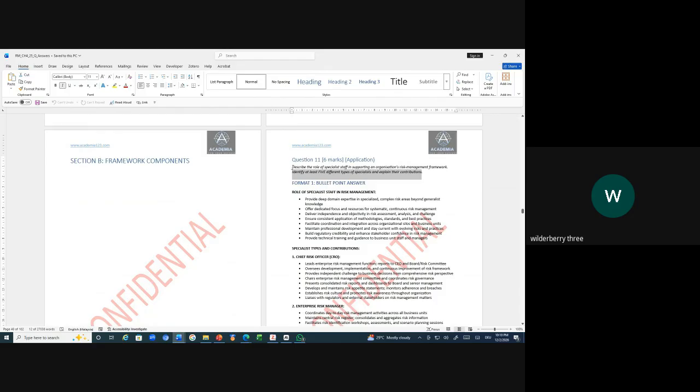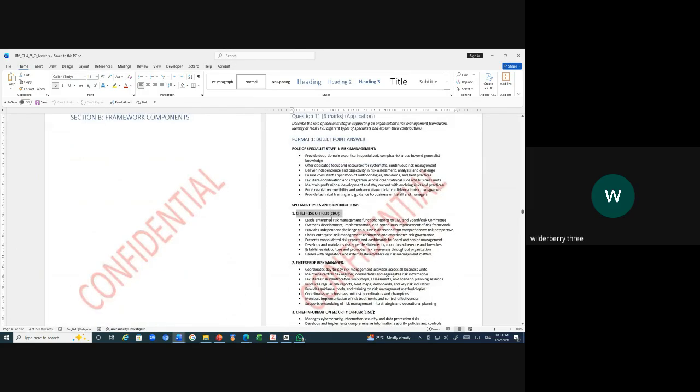Because whenever you have a question, always read very carefully. What are the components of the question? Describe the role. So therefore, describe just the role. Then, of course, different types of specialists. Which types? That's the next point. And their contribution. One specialist is the chief risk officer, who leads the enterprise risk management function, reports to the CEO or board, oversees the development, provides independent challenge, chairs the enterprise risk management committee, presents consolidated reports, develops and maintains risk appetite statements, establishes risk culture and promotes risk awareness.